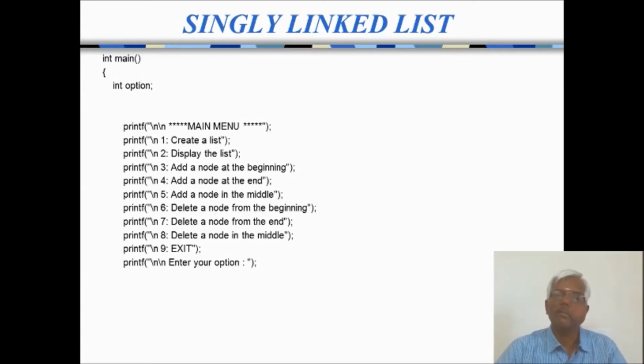Then what is the statement? We have to get the input for this option. So scanf("%d", &option). Now the option is taken from the user. Based on this option, I have to select the particular function call. If I choose option 1, I have to call the function create.